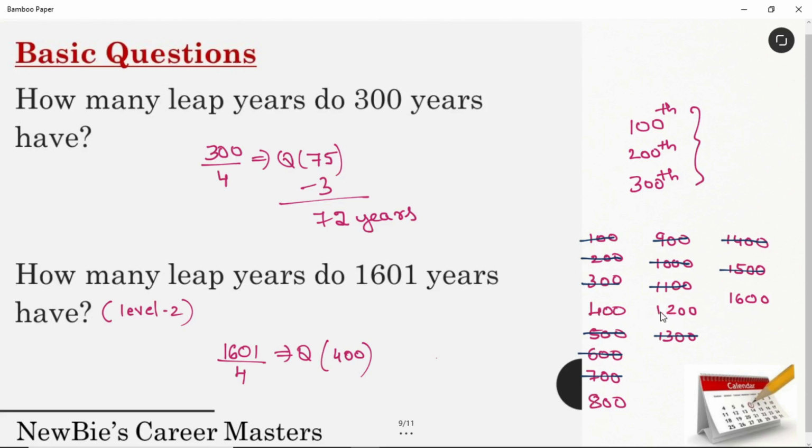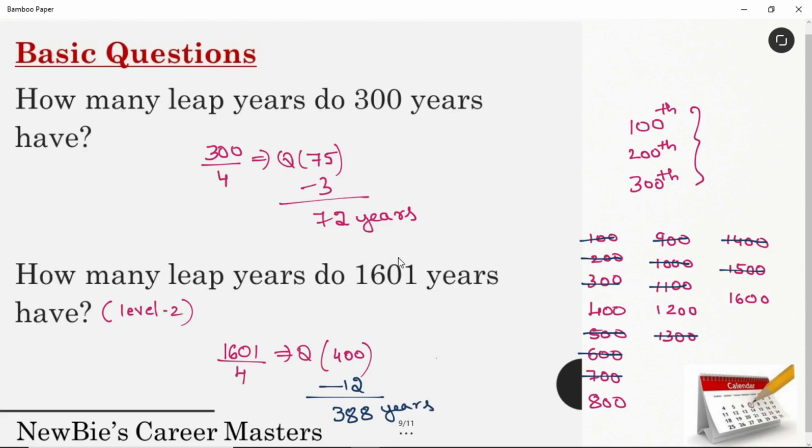400, 800, 1200 and 1600. What is the next step? Out of the 1600s, 1200s are there which are not leap years. You need to remove the 1200s from this count. So the final answer is 388 years are leap years.